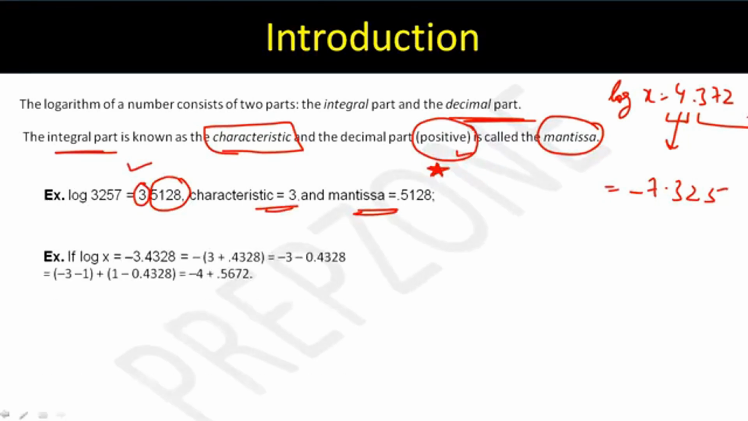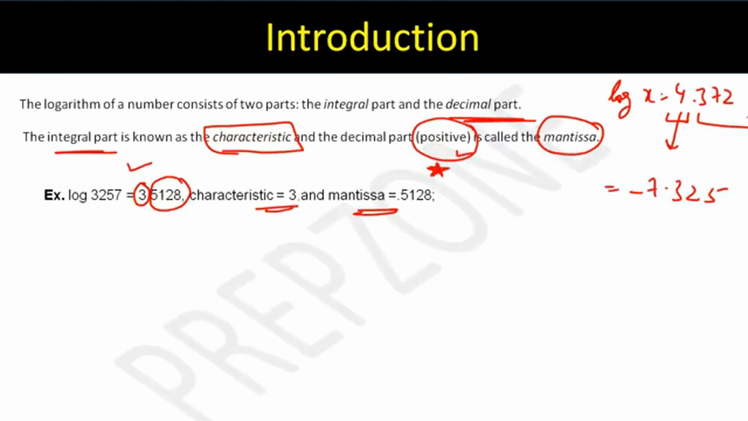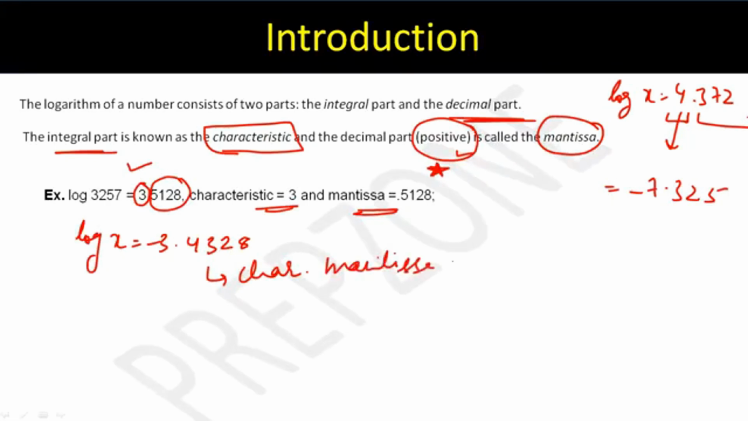Let's see the next question. Let me give this question to you first of all and then we'll solve this. If I say that the value of log x is minus 3.4328, find the characteristic and mantissa of this question.